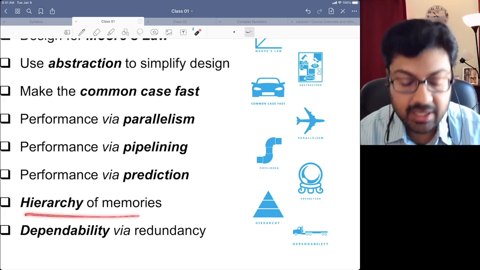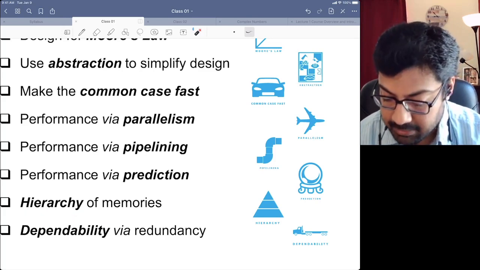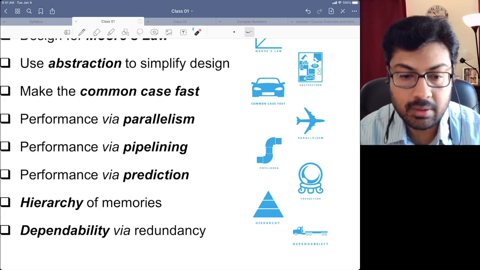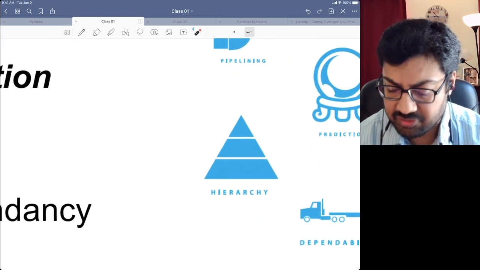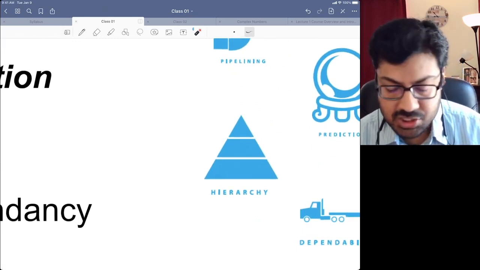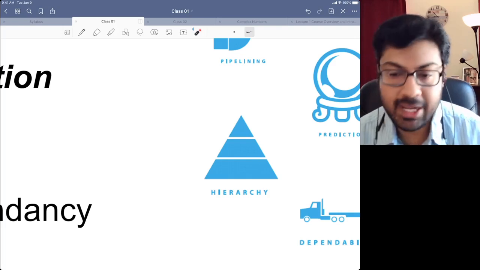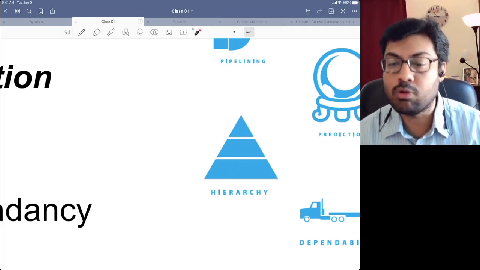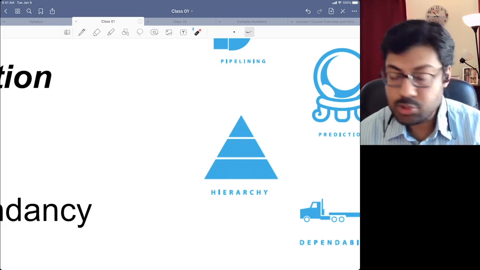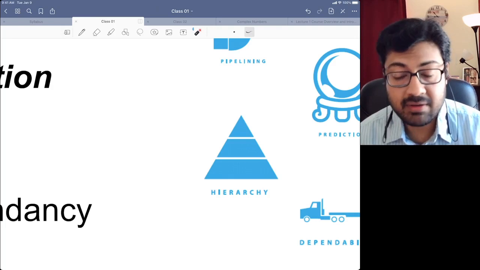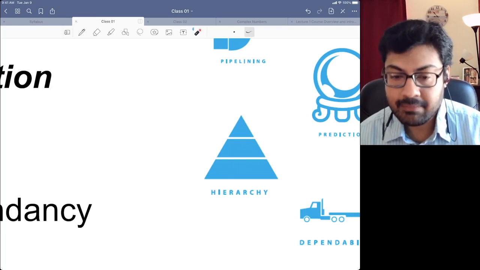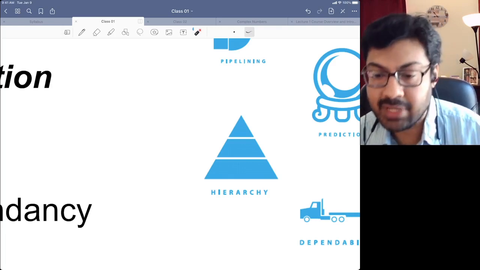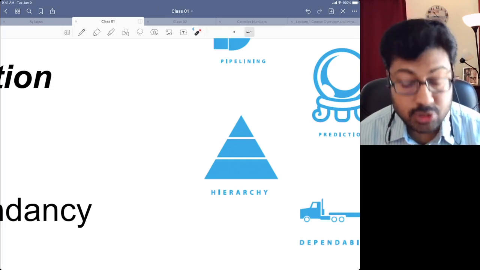The next great idea is hierarchy of memories. There is a pyramid shown over here showing that there is a hierarchy, and the idea is this: everybody wants a fast, cheap, and big memory, right? So these are the three goals for a memory. It should be fast, it should be big, and it should be cheap. But these are competing goals. If you have a fast memory, then it is possible to have a fast memory if you have a smaller memory, and it is going to be expensive.